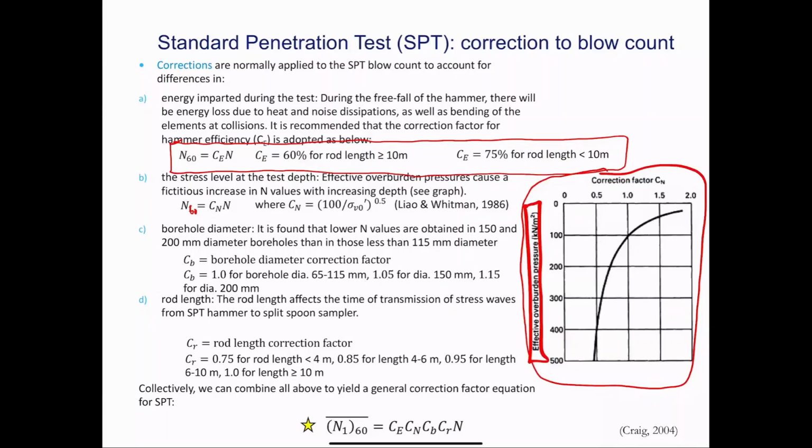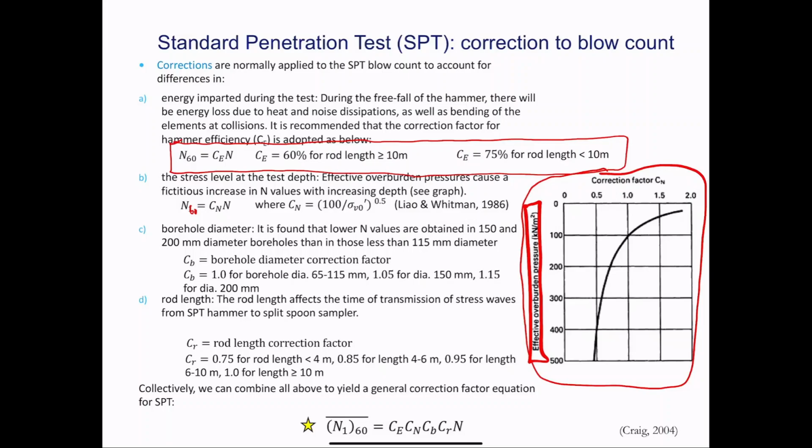The next element we do have to consider is the effects of borehole diameter. In research, we find that lower N values are obtained in 150 and 200 millimeter boreholes, which are standard borehole sizes, compared to those using 115 millimeter diameter boreholes. Now, with this knowledge, we should apply some sort of correction for the effects of borehole diameter. And that's what you see here next, C subscript B. We have the borehole diameter correction factor.